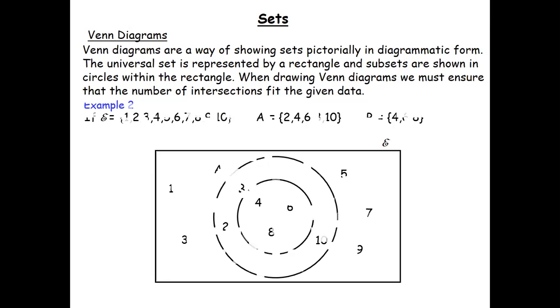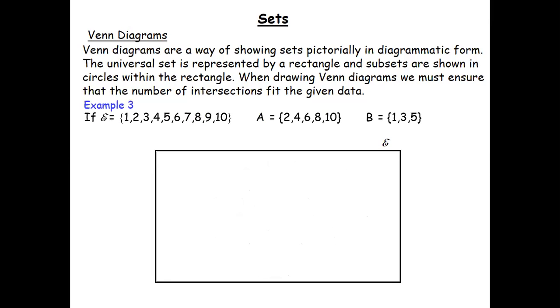Okay. Let's look at example number 3. So again, in the universal set, we've got the numbers 1, 2, 3, 4, 5, 6, 7, 8, 9, 10. And set A has again the elements 2, 4, 6, 8, 10. And set B has the elements 1, 3, and 5. So again, to show this in a diagram, we've got the universal set, which is our rectangle, which is everything.